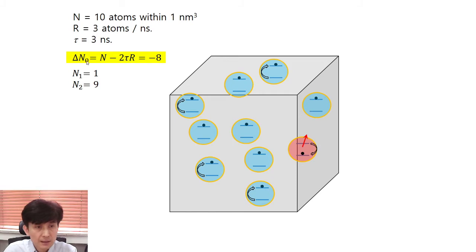But if we increase the pumping rate further, we may get more excited state atoms than the total number of atoms. That means if we increase R from 3 atoms per nanosecond to 4 atoms per nanosecond, then 2 tau R becomes 24. Sorry.